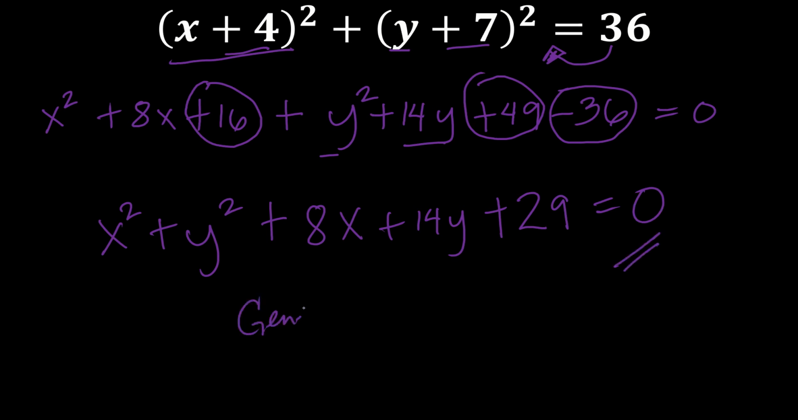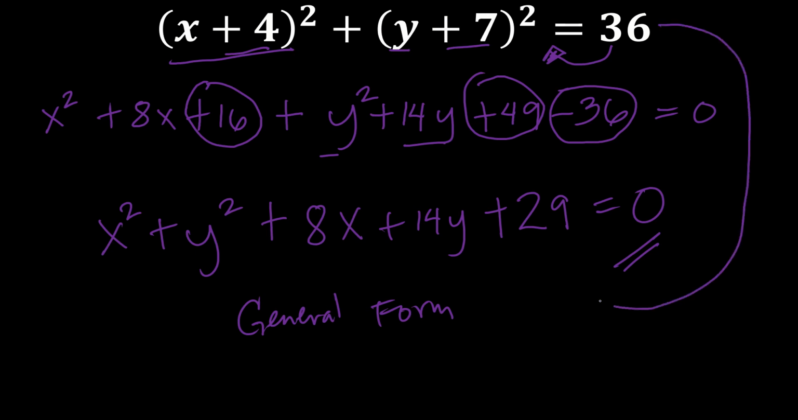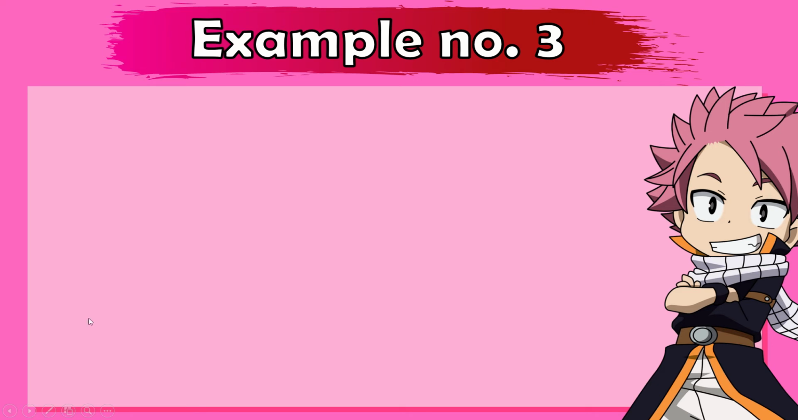This is the general form of the equation of the circle. So si x plus 4 squared plus y plus 7 squared is equal to 36 na nasa standard form. Kapag ginawa natin general form is magiging ito, si x squared plus y squared plus 8x plus 14y plus 29 equals 0. Okay, let's have another example. So this is example number 3.